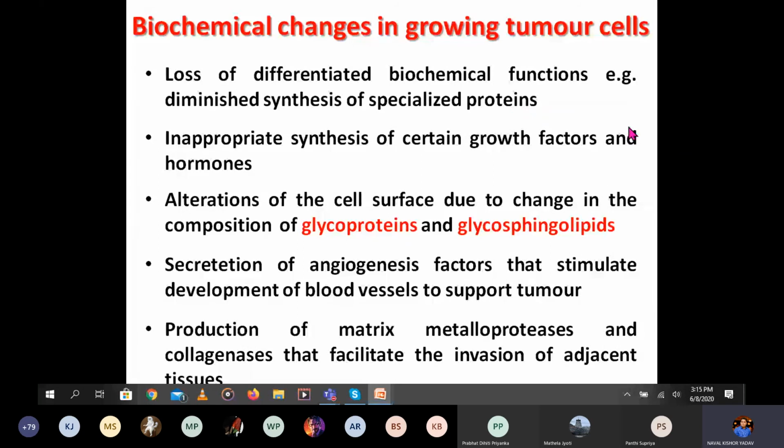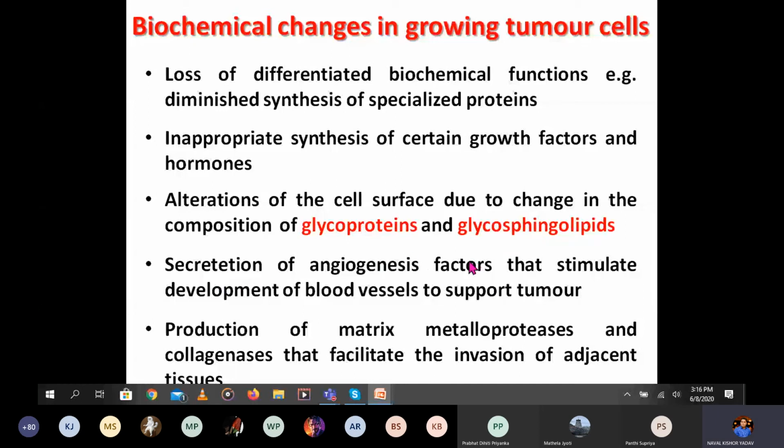The other changes which can be seen in the growing tumor cell: loss of differentiated biochemical functions, like diminished synthesis of the specialized proteins. So many proteins are not formed in the growing tumor cells. Inappropriate synthesis of certain growth factors and hormones, which can support the tumor. Alteration of the cell surface due to changes in the composition of glycoproteins and glycosphingolipids.